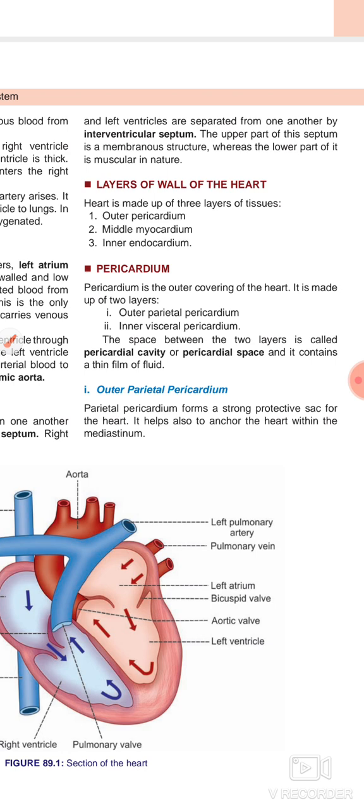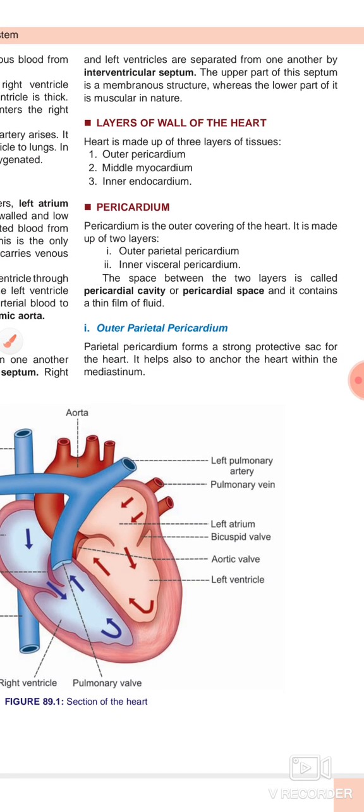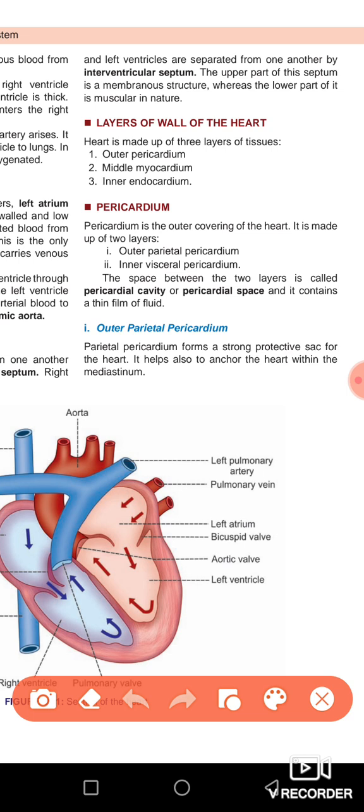Now the next topic is the layers of the heart. Like other organs, the heart is composed of three layers, because the heart also needs protection from shock, and from compression and relaxation. It also needs a muscular nature, so it is composed of three layers. What are these three layers? The outer layer is the pericardium, the middle is the myocardium, and the inner is the endocardium. Now we discuss these three layers one by one.